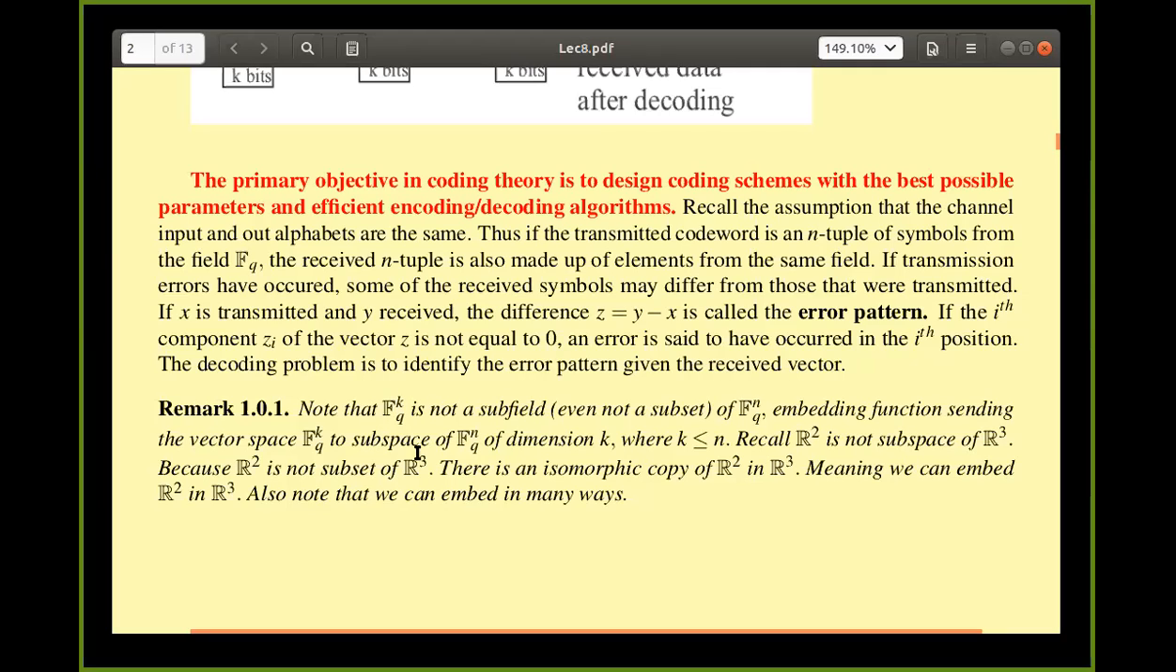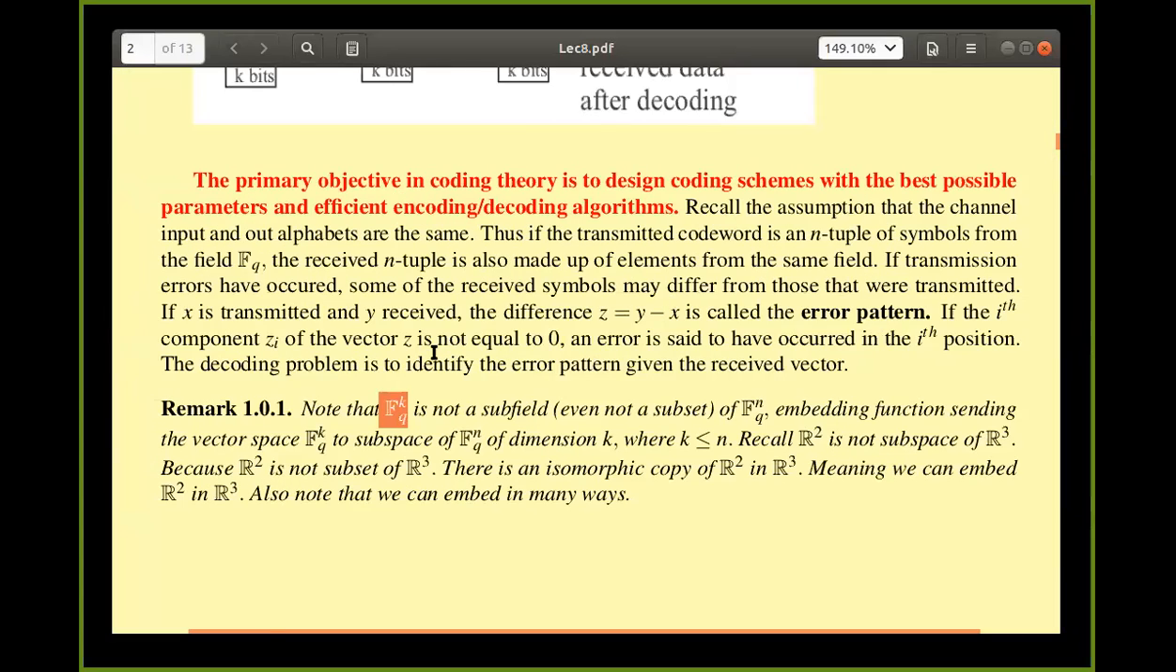Why I'm bringing that picture here is that the only difference in coding theory is that, instead of the infinite dimensional case here, we have only finite dimensional, right? And also like R2, I am embedding into R3. In general, F_q^k, I am embedding into F_q^n. So these things may help you to understand. So I hope I have given enough time here and am able to clarify things.